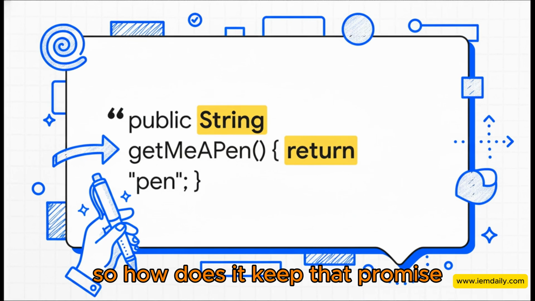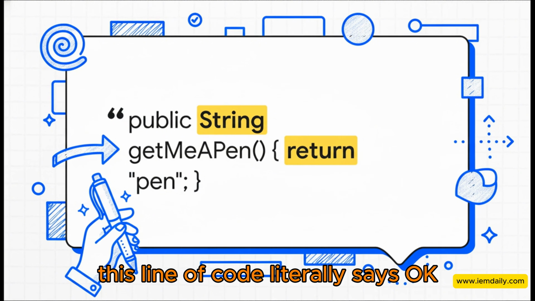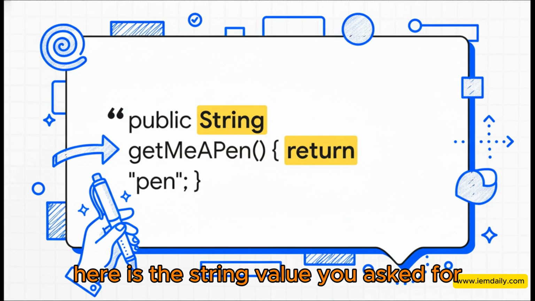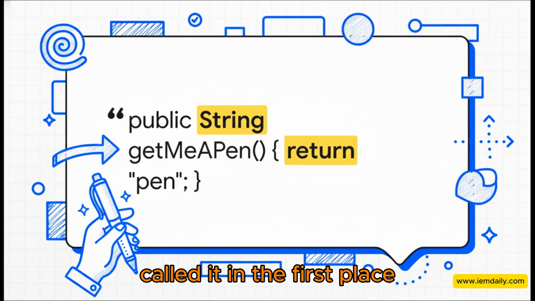So, how does it keep that promise? With the return keyword. This line of code literally says, okay, my work here is done. Here is the string value you asked for. And it sends the word "pen" right back to whatever part of the code called it in the first place.